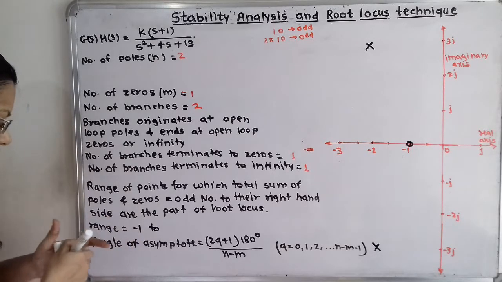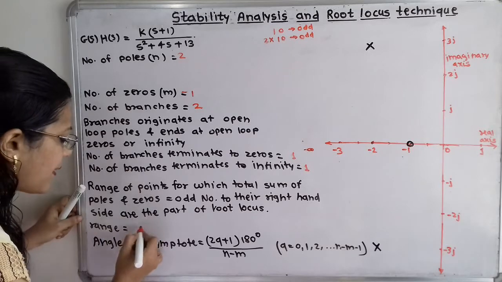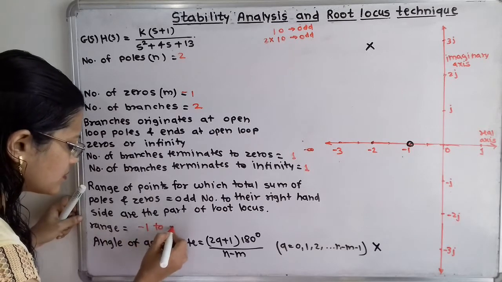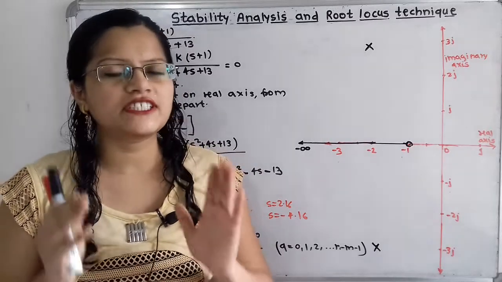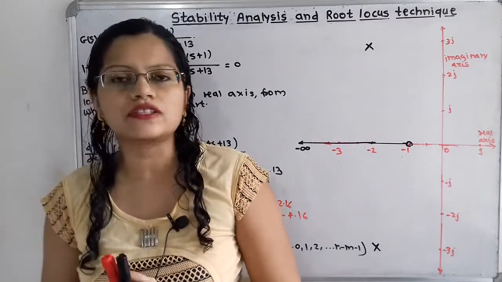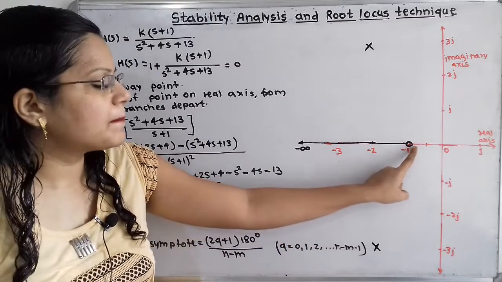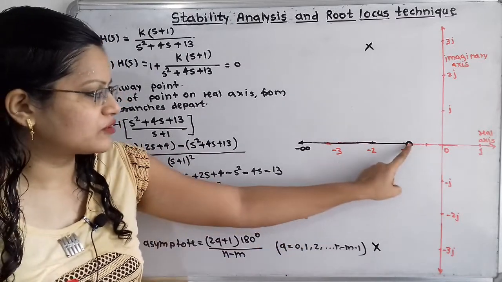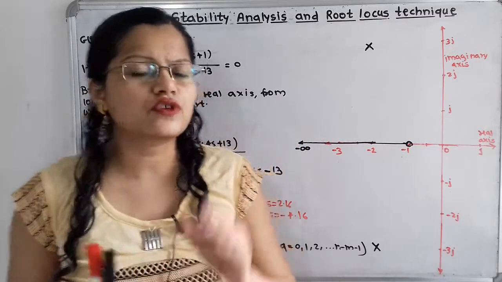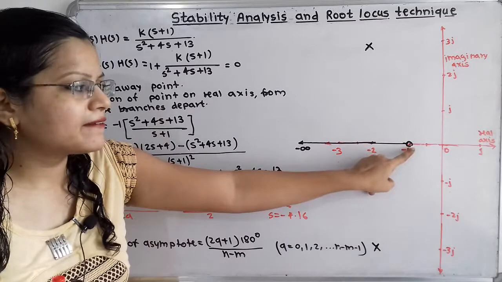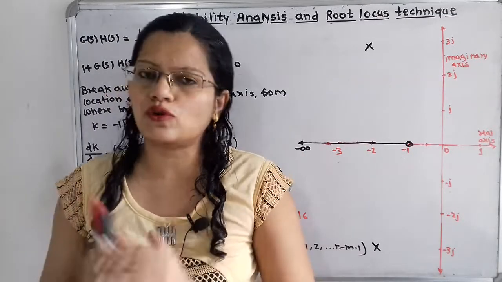So I will write this with the help of red marker. This range is the part of root locus. I have shown the range of points which are the part of root locus with the help of black marker. That is, this range is in between -1 to -infinity. So we have to show this range with the help of the black marker. All these points in between -1 to -infinity are the part of root locus.